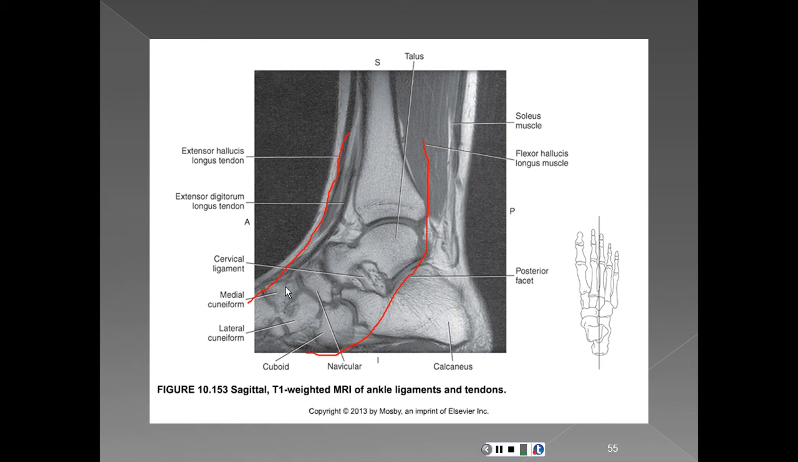The medial cuneiform, so we have the cuneiform, posterior to that is going to be a navicular bone, okay? The cuboid bone is going to be lateral. So lateral cuneiform, cuboid bone, and posterior to the cuneiform is the navicular bone.